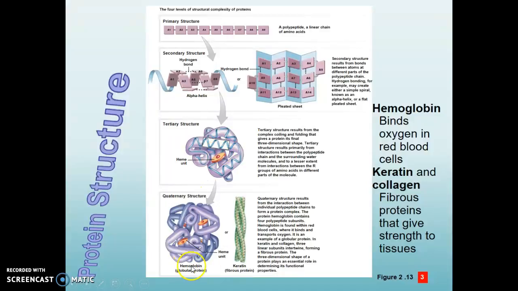Now, in the case of hemoglobin here, hemoglobin consists of 4 individual chains that fold and interact and come together into a very specific shape with those 4 chains. This is the quaternary structure, where you have more than one amino acid chain.